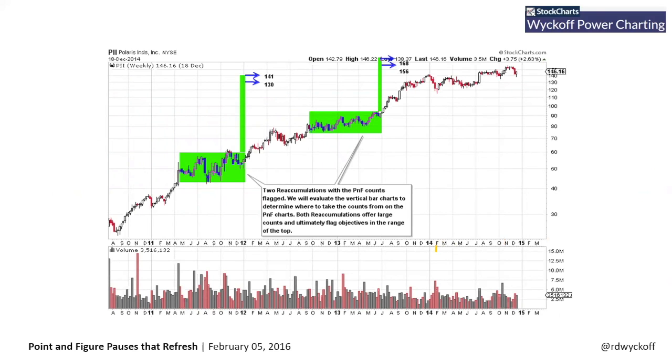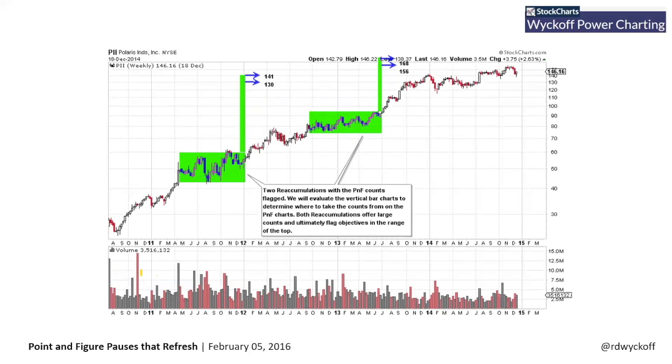So here we can see robust uptrend. This is a really important point I want to make. So a really good uptrend in Polaris all the way through here. This is what the CO is wanting to campaign. This is their interest. And look at here in 2011, there's a beautiful reaccumulation that takes place, which we looked at, and it counts to 130, 141. Then there's another reaccumulation that takes a number of months, and it counts to 156, 168.